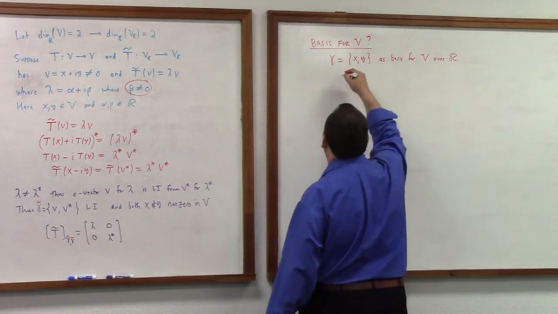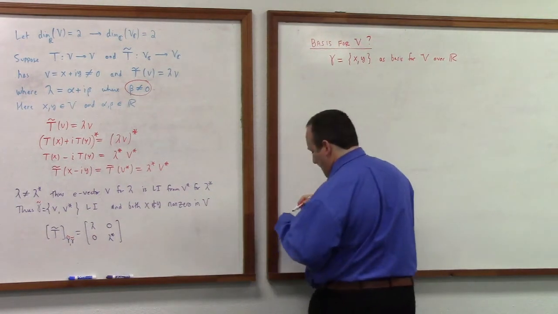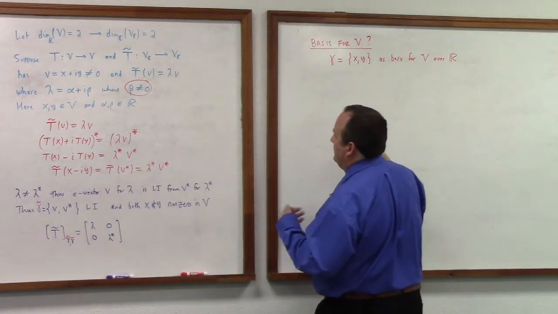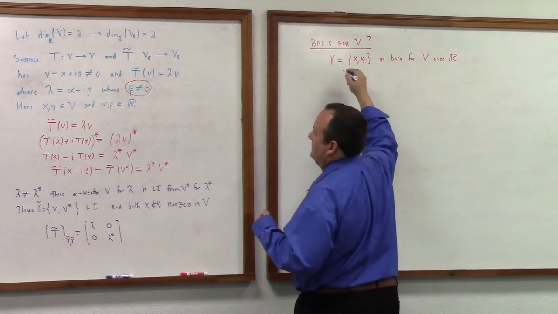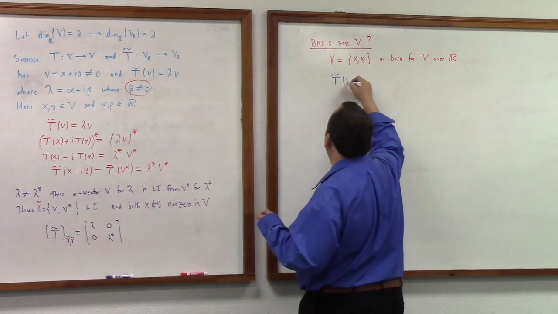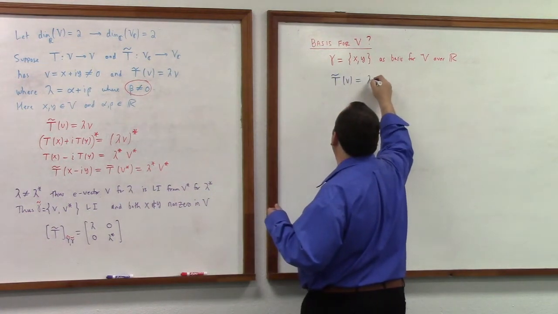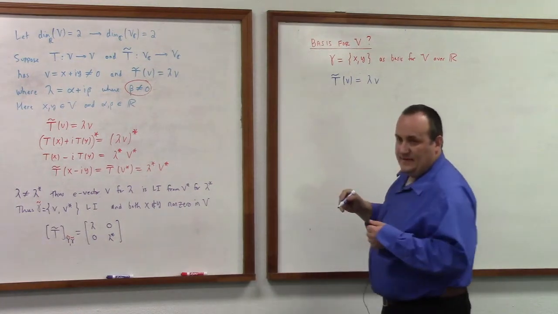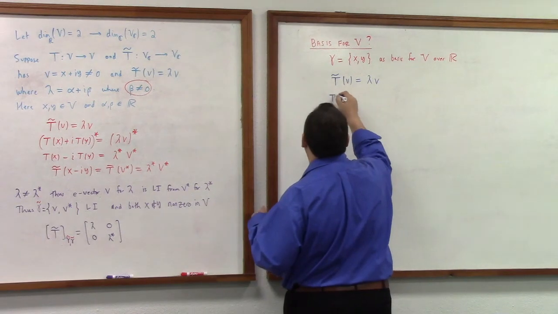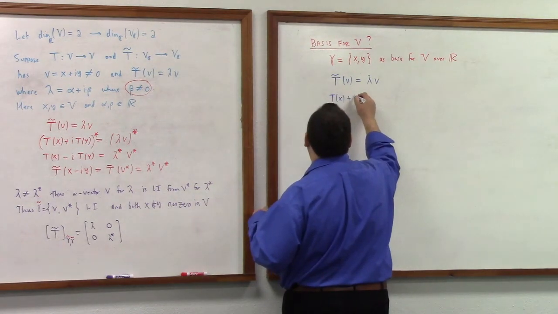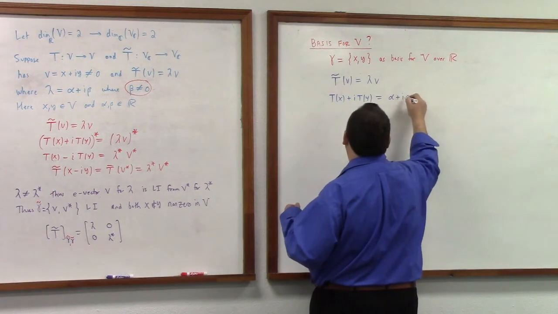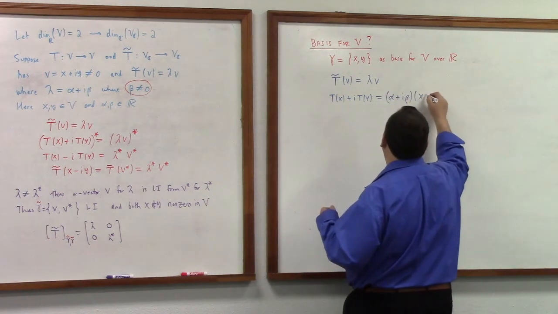So we need to figure out, what do we have? Remember, how did all this start? This all started with T tilde of v equals lambda v, right? So let's make that a little more explicit. What we're really saying is that T of x plus i T of y is equal to alpha plus i beta, right, times x plus iy.